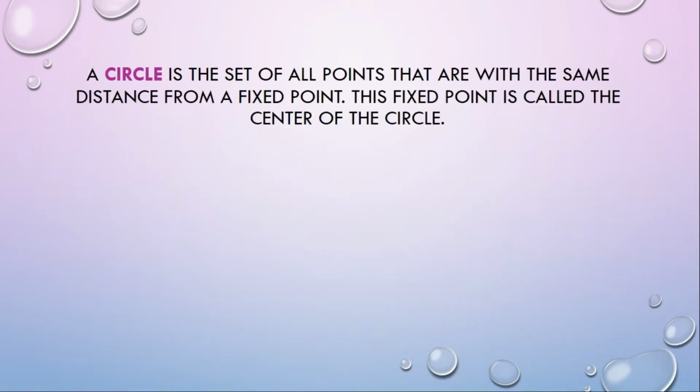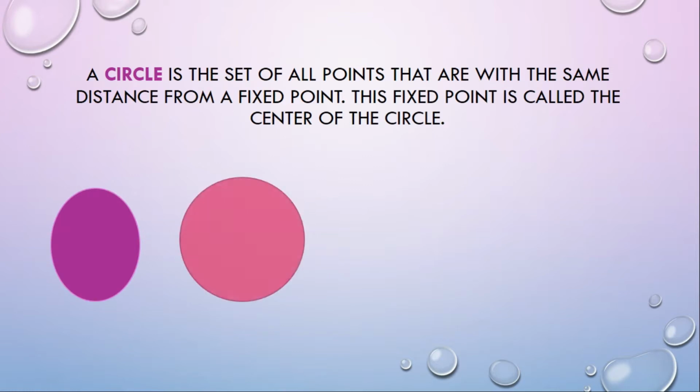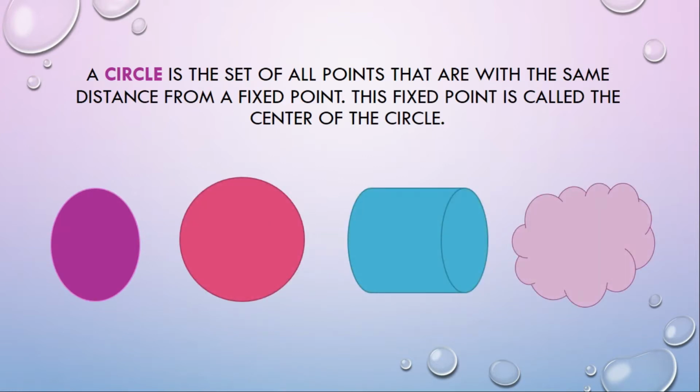So when we are going to define circles, a circle is the set of all points that are with the same distance from a fixed point. And that fixed point is called the center of the circle. So let's have these examples and counter examples. Let us identify in here which of the following is a representation of circles. So the first one, is that a circle?